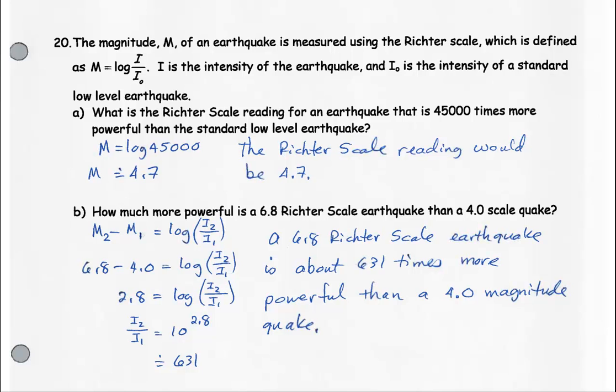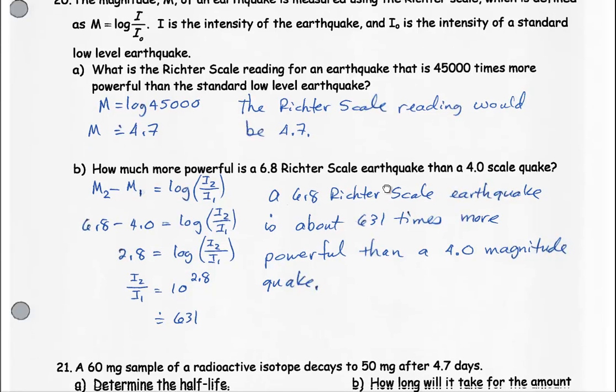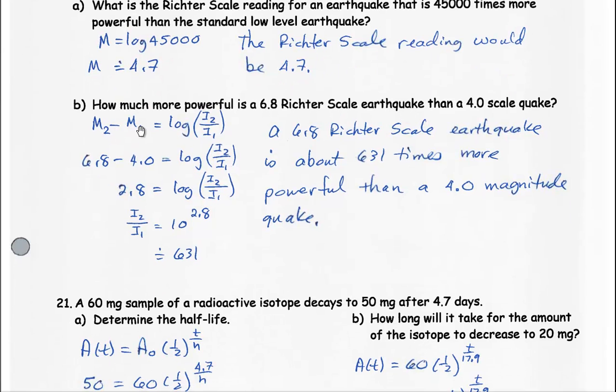For B, how much more powerful is a 6.8 Richter scale earthquake than a 4.0 scale one? So using the formula, this would actually be the difference between the two, not just the reading of 1 like we did in A here. So M2 minus M1, if I call M2 the larger one and 4 this M1 the smaller one, so that we really need the difference between the two of those, which is 2.8, would equal the log of this ratio. How much more powerful? We're really asked what's that ratio of intensities.